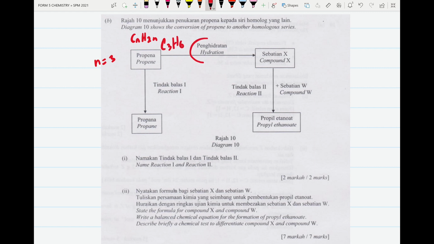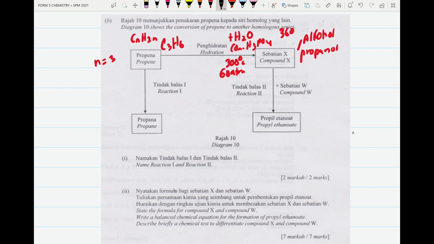When propene undergoes the hydration process, we need to add water in the presence of concentrated phosphoric acid, please remember, at 300 degrees Celsius, 60 atm. So this will be an alcohol. The name of the alcohol will be propanol. And for propanol, the formula, please remember, is CnH2n+1OH. Apply n is 3, so the formula will be C3H7OH.